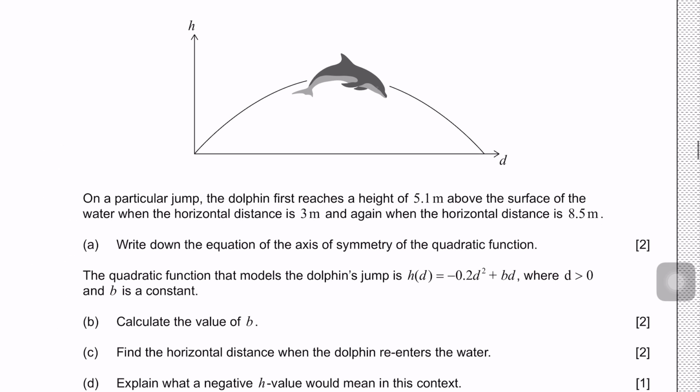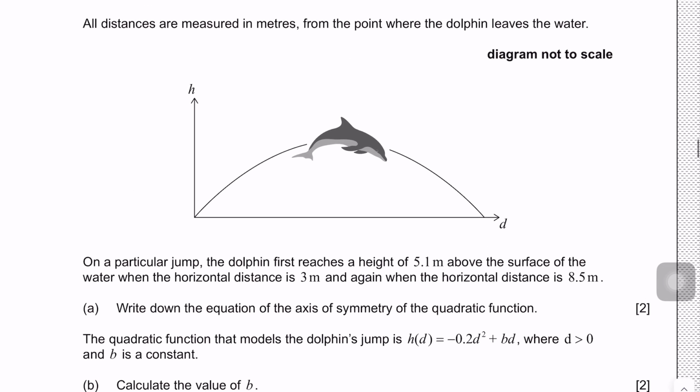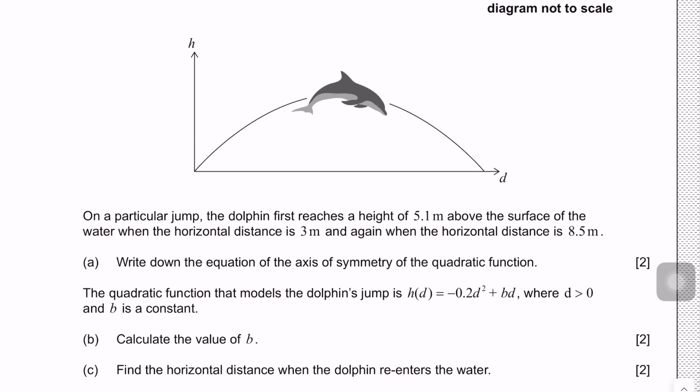On a particular jump, the dolphin first reaches a height of 5.1 meters above the surface of the water when the horizontal distance is 3 meters, and again when the horizontal distance is 8.5 meters. Write down the equation of the axis of symmetry of the quadratic function.